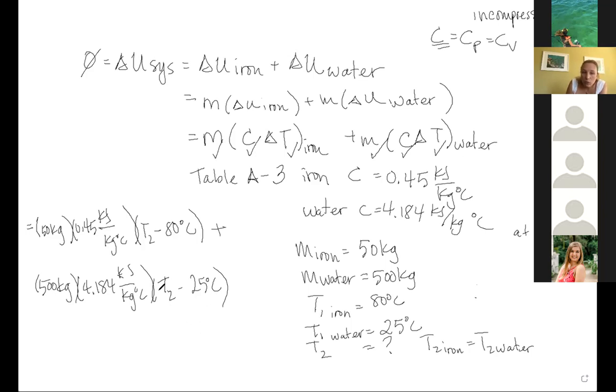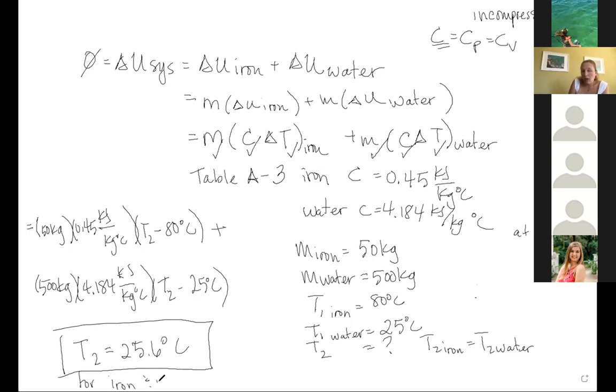So now we just want to solve for T2 for both of these equations. When we work out T2, we get our equilibrium temperature is 25.6 degrees Celsius, our equilibrium T2 for both the iron and water. For iron and water, this is considered to be our equilibrium temperature.